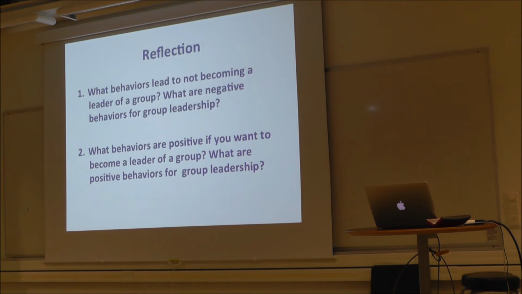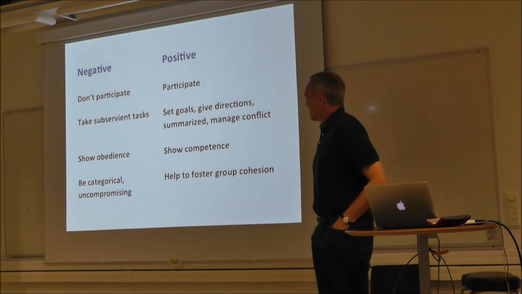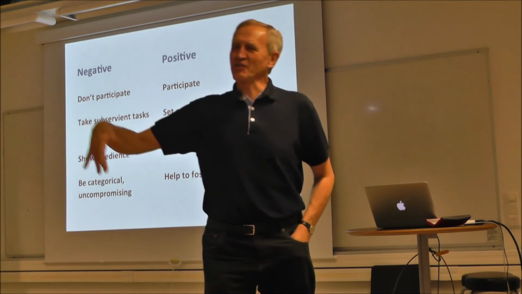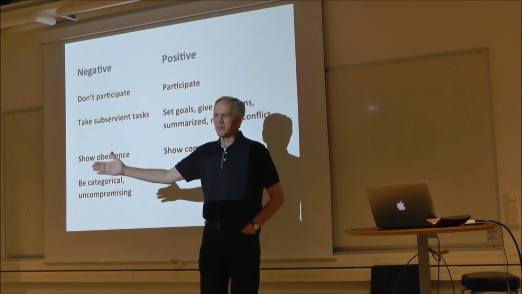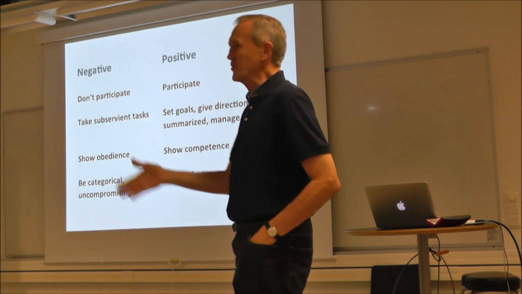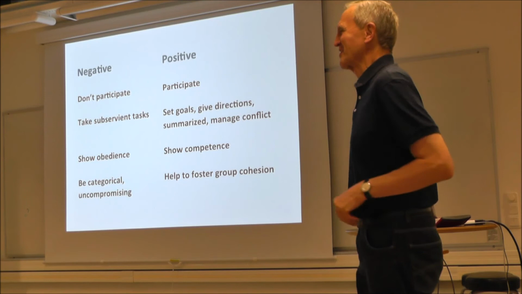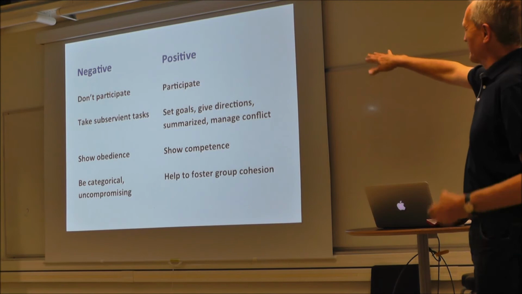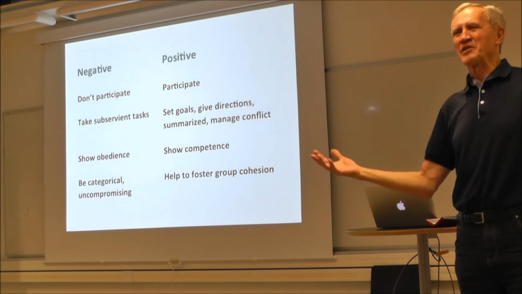Anyway, I think don't participate is a good way to stay out of being a leader. Take subservient tasks, so do things which mean that you have to ask other people how to do it all the time. Show obedience. And here is one which is the opposite of social competence: be categorical and uncompromising. Very few groups today will choose such people as leaders. Maybe in the old days they would, but now it's more uncommon. If you like strong personalities, you might choose a person like that, but nowadays social skills seem to be high on the list. If you want to be a leader, participate, set goals, give directions, summarize, manage conflicts, show competence, and help to foster group cohesion in various ways. We'll do this together, etc.